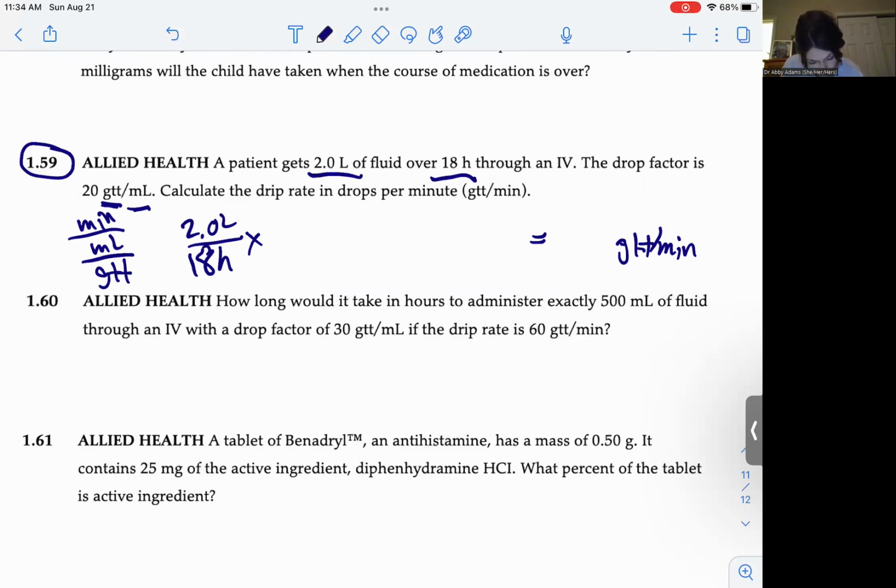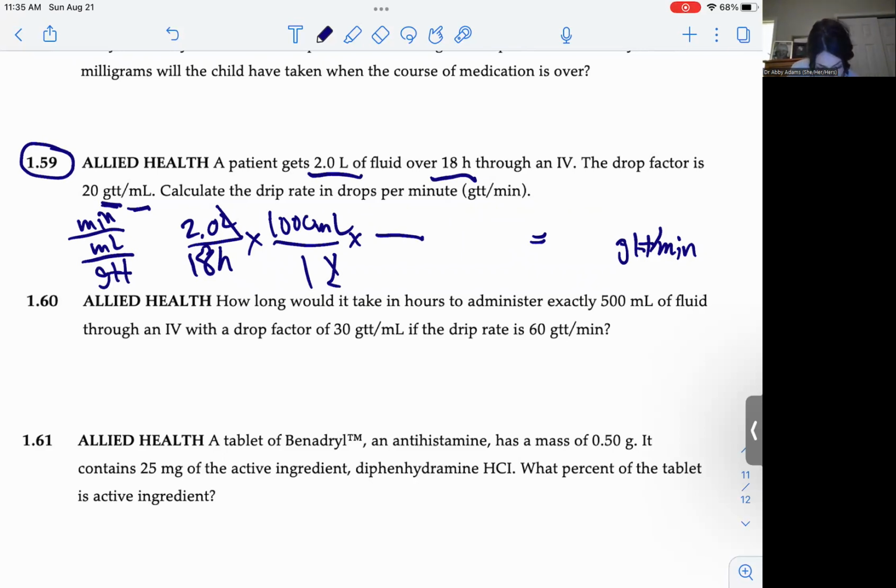All right, so if we're going to start out this way, we're going to need to convert liters. So if we're going to cross off liters, how many mils are in a liter? 1,000 mils. Okay, so next we're going to cancel out mils, or we can change time over. Because we still need to get rid of hours, right?